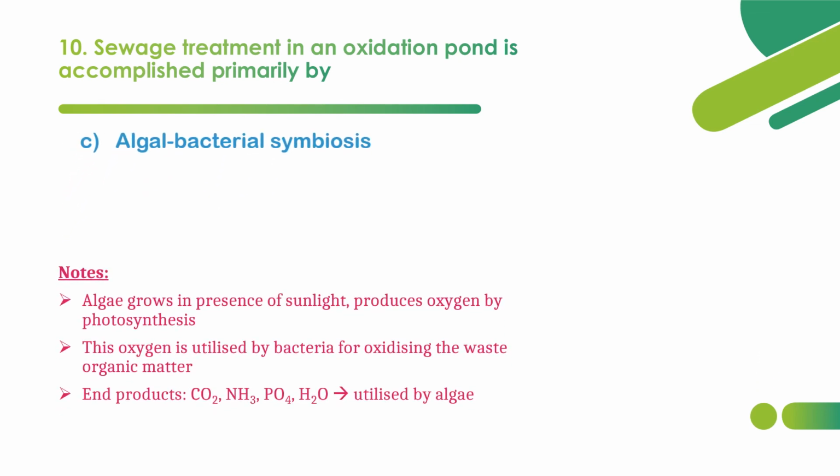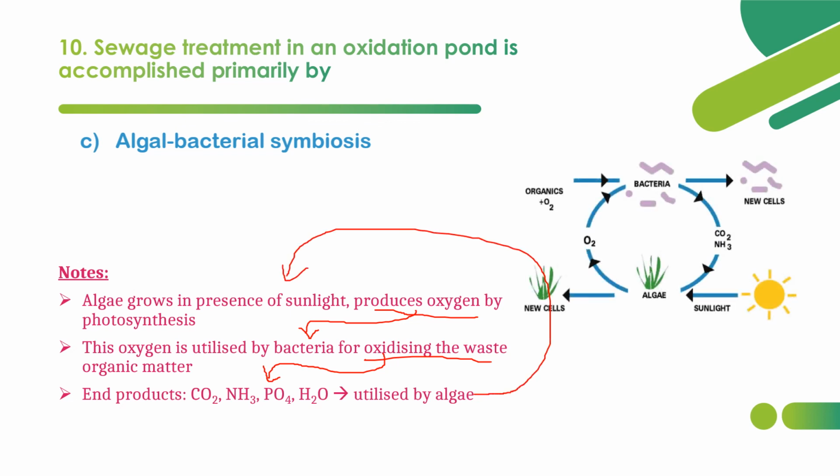Now let's see how it is happening. First, the algae grow in the presence of sunlight, and the algae produce oxygen by photosynthesis. That oxygen is utilized by bacteria for oxidizing the waste organic matter. By oxidizing that waste organic matter, the end products are CO2, ammonia, phosphate, and H2O. These end products are again utilized by algae, which again produce O2. Again that is consumed by bacteria, which decompose the waste organic matter and again produce CO2 and NH3. This cycle happens. This is called algal bacterial symbiosis.